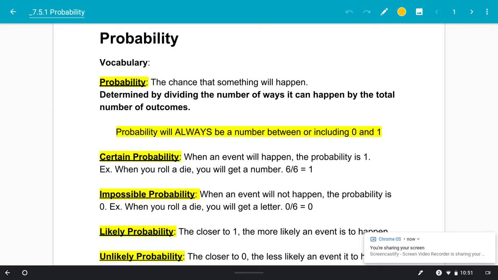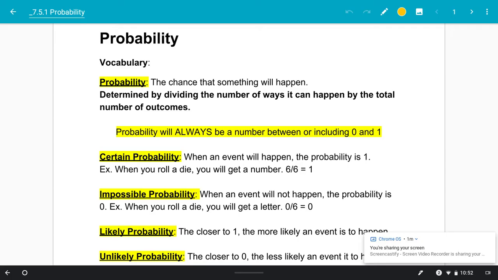So what we're going to have is a number which will be a fraction or a decimal, and it's always going to be between 0 and 1 because the number of ways it can happen can't be more than the total number of outcomes. So for example, rolling a die, I can't have more than 6 ways for something to happen if there's only 6 sides on the die. So our probability will always have a smaller number in the numerator over a bigger number in the denominator, giving us that number between 0 and 1.